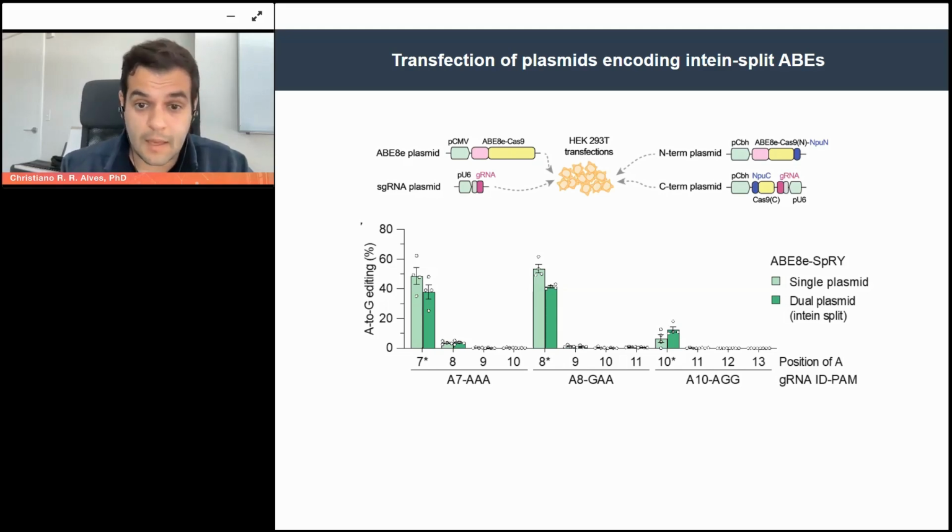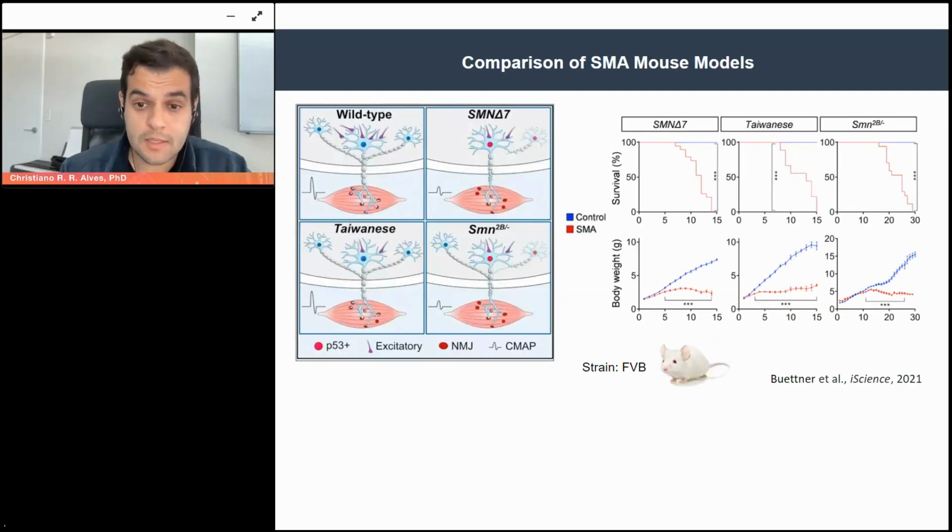The question is, can you do this in mice? To decide which mouse model to use for SMA, we took a look in the literature at what's already developed. And we have some models that don't have the human SMN gene included, okay? The first 2 models in this graph, the SMN delta 7 and the Taiwanese models, actually have a copy of the human SMN2 gene inserted in the genome. So those are the models that we could target, because everything that we develop is targeting the human SMN2 gene. The third model couldn't be used. And then we compare with these 2 models.